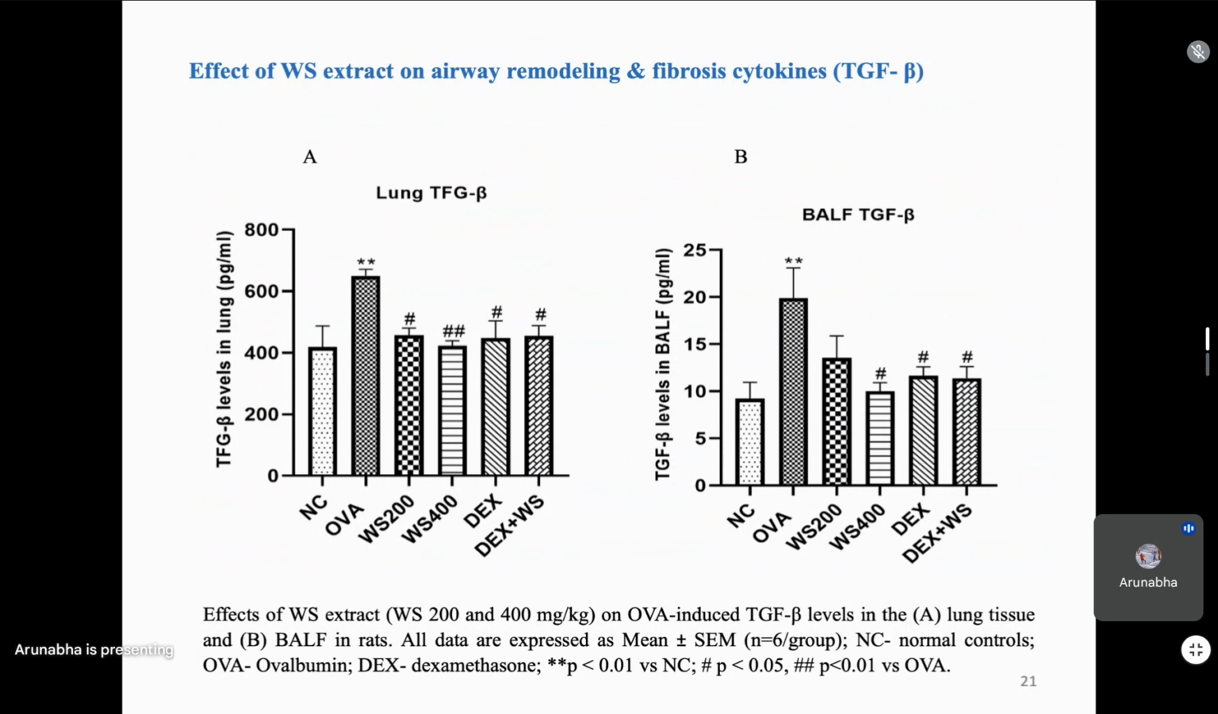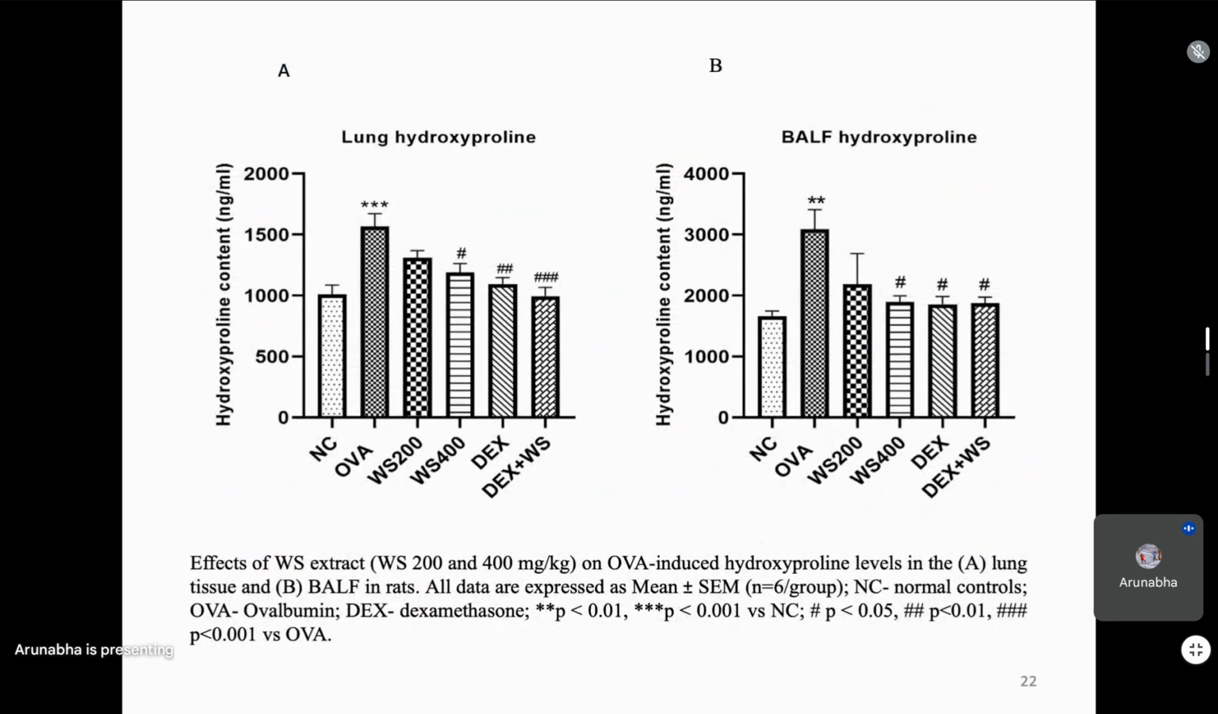TGF-beta is another pro-fibrotic mediator. So levels of TGF-beta were elevated in fibrosis. As you can see over here in the experimental model for airway remodeling, the TGF-beta levels were raised in both lung and bile fluid, and Withania somnifera reduced these levels of TGF-beta in both lung and bile fluid in a manner which is comparable with dexamethasone. And a combination of low dose of dexamethasone and Withania somnifera also produced similar lowering effects of TGF-beta.